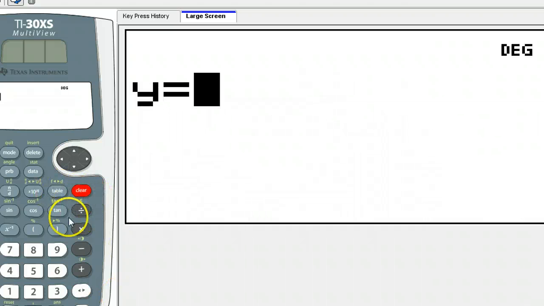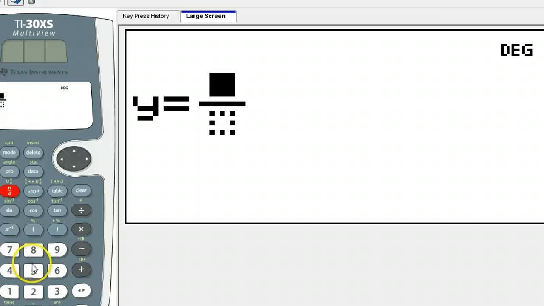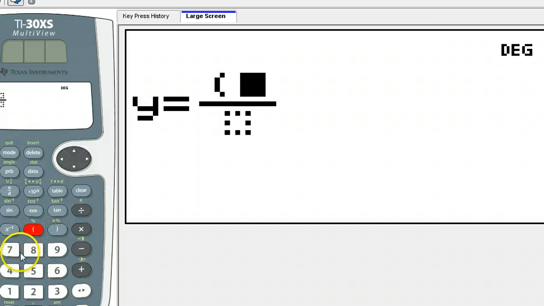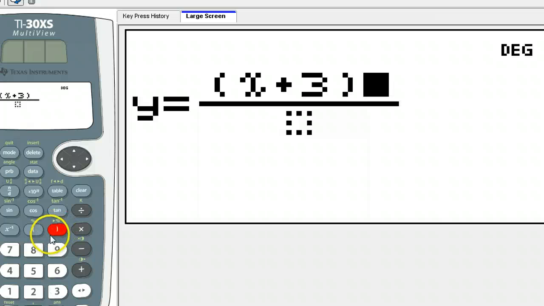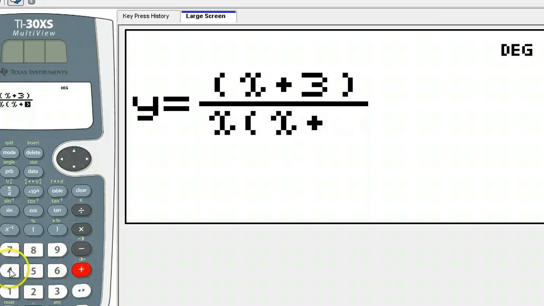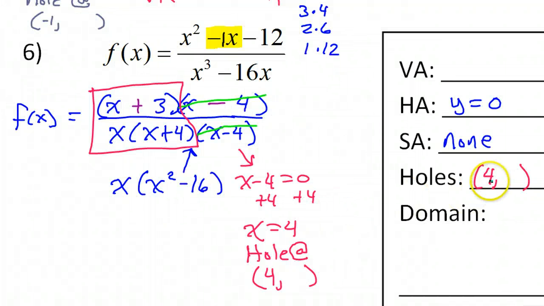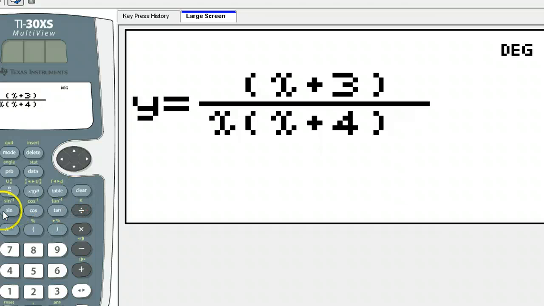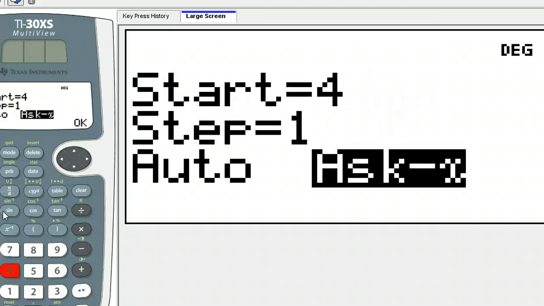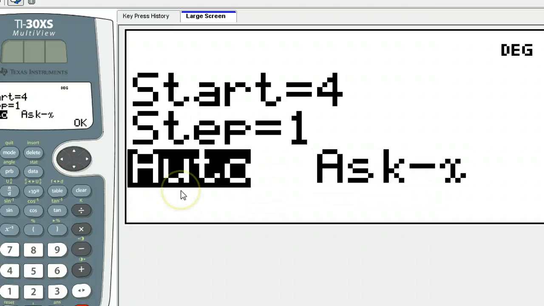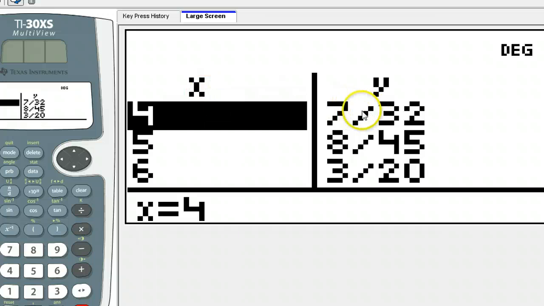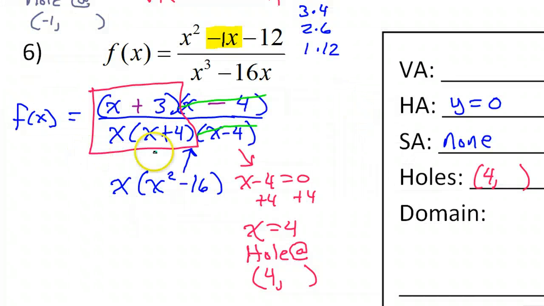Alright, table it up. Fraction mode. So what did I have? X plus 3 over x times x plus 4. That's right. Our hole is at 4 comma something, so let's start at 4 since that's what we want to know about. At 4 we have 7 over 32.